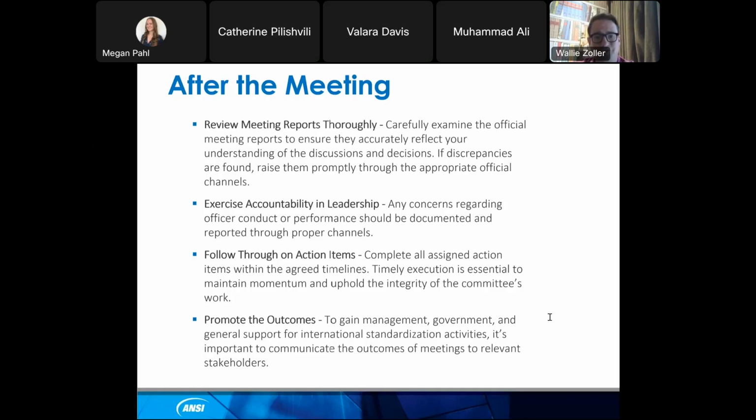If that was not done, you should raise that through the secretary and the chair. And if the appropriate action is not taken, then you can raise that to higher ranking officials, either in the USNC or the IEC as well. You also want to make sure that the leadership is accountable for what's going on in the committee, working group, or subcommittee that you're working on.